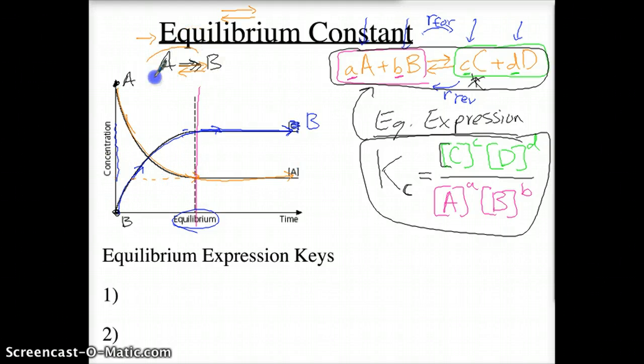That doesn't mean that the reaction has stopped. The reaction is still going. It's just that A is turning into B and B is turning into A at the same rate. So the amount of each is remaining constant. Okay? So these are the type of graphs that we'll see.